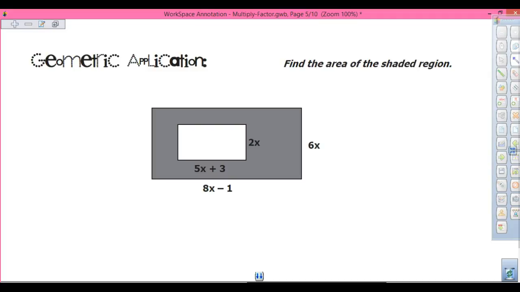All right, let's take a look at the application question. There's one like this on your assignment. How do I find the area of just the shaded region? Find the area of the big part and then subtract the small part. Yep. So area of the big rectangle minus the area of the small rectangle, right? So area of the big rectangle, how would I find the area?